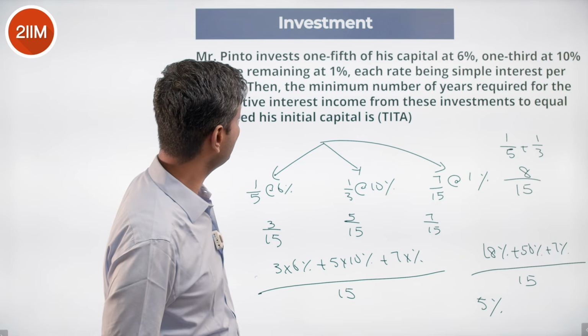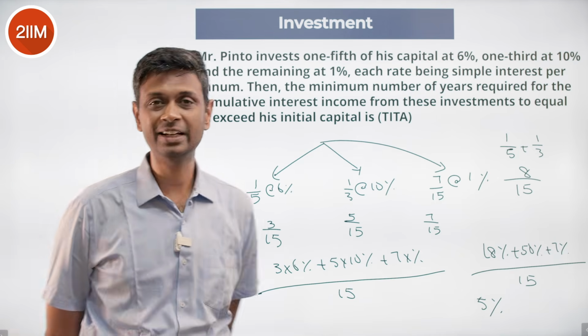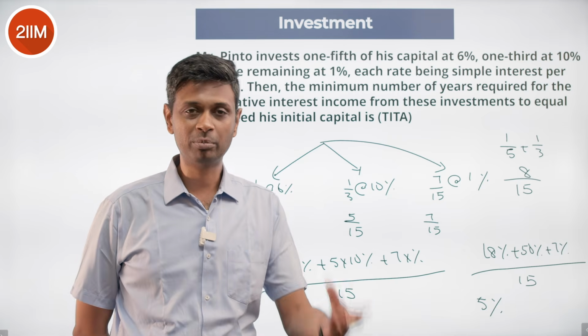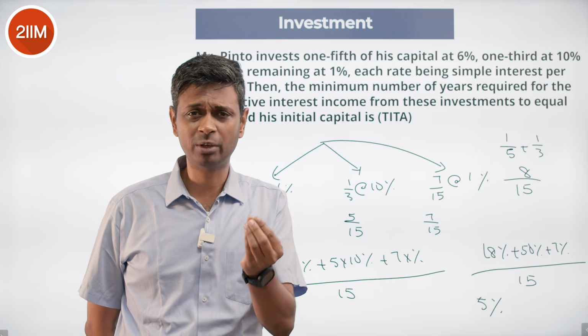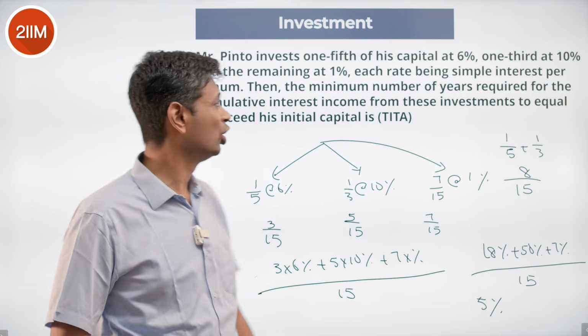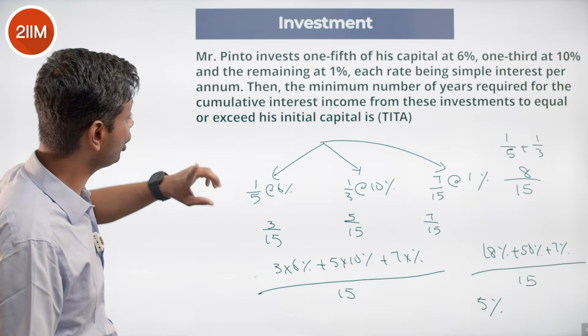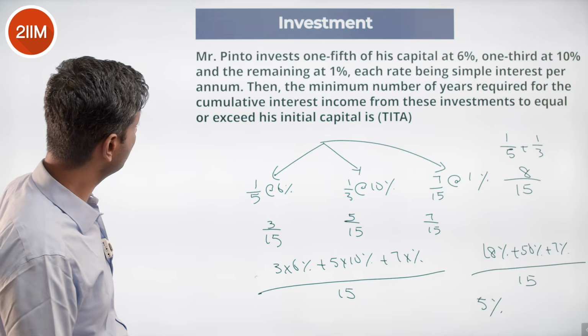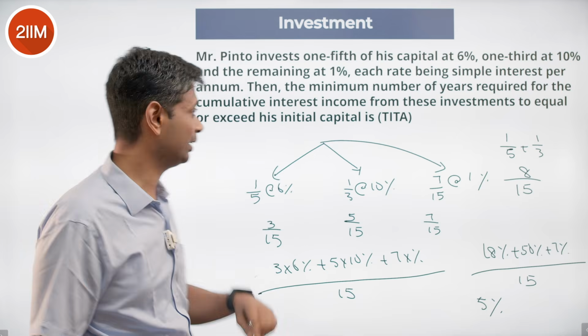The cumulative interest income from these investments to equal or exceed his initial capital. Interest should be equal to capital. You're getting 5% per year, simple interest. 2 years you'll get 10%, 3 years you'll get 15%, 20 years you'll get 100%. 20 years exactly he'll have an interest equal to capital. So cumulative interest from these investments to equal or exceed it, equal in 20 years. 20 is our answer.